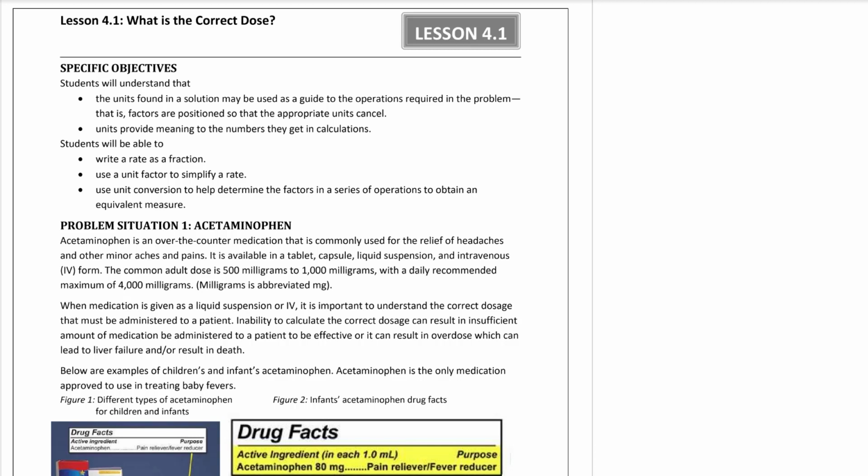Hi everybody, today we are starting a new chapter. So we're going to be looking at lesson 4.1. The title of the lesson: what is the correct dose? Let's go ahead and read the specific objectives.